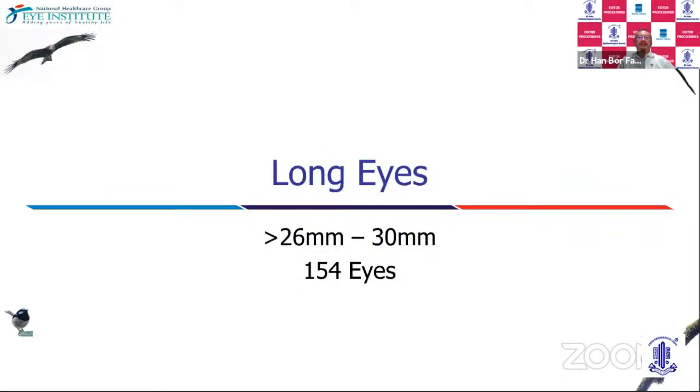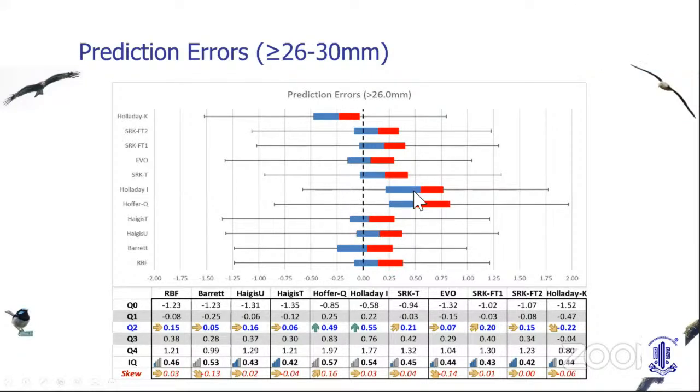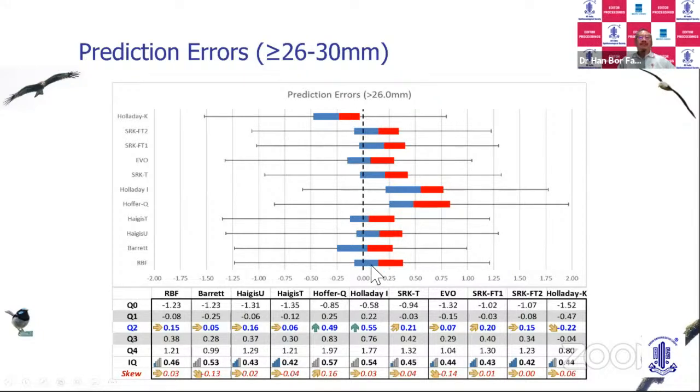What about long eyes? This is 154 eyes. We just look at the long eyes, anything that's beyond 26 millimeters. Well, most formulas tend to end up on the hyperopic side. I mean, the formula under-calculated, calculating a power that is too low, and the patient ends up hyperopic. This is using the same population-based optimization. RBF is slightly on the hyperopic side, but it's not too bad.